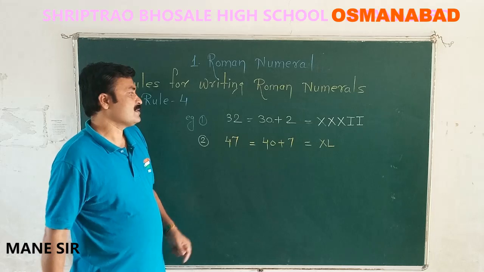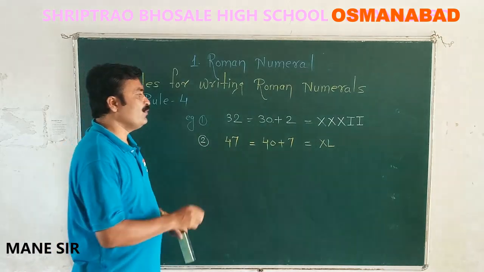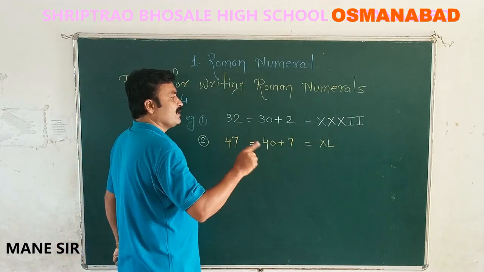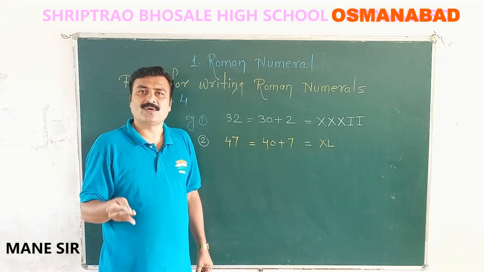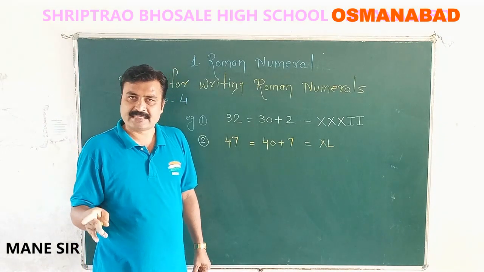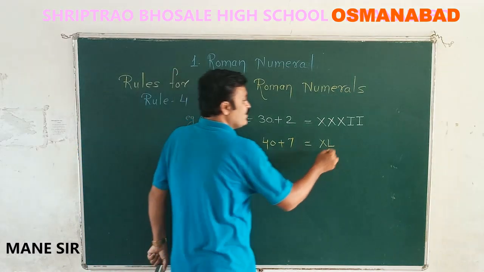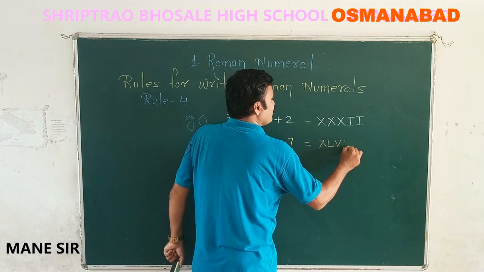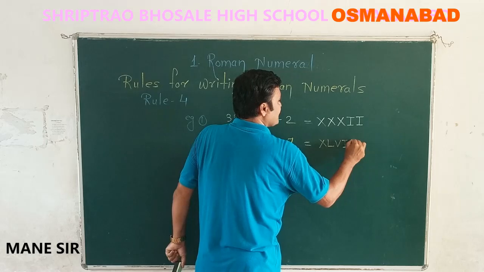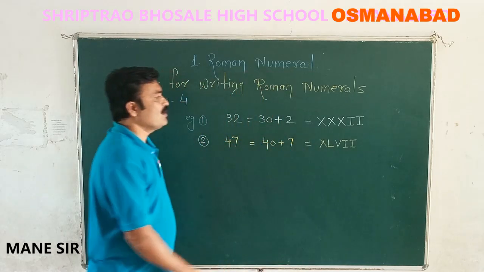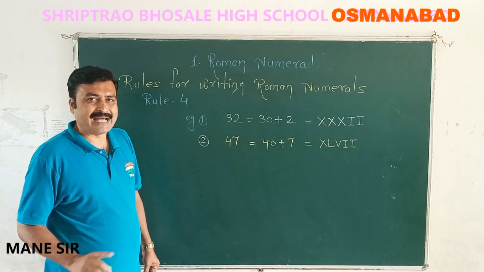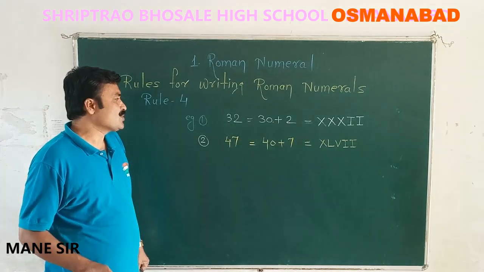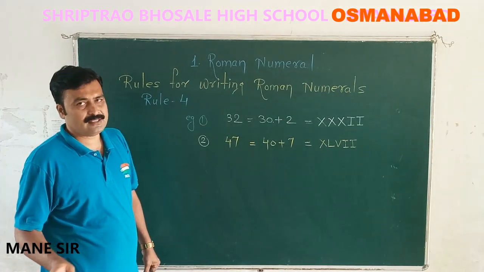This is 40, and we want to write number 7 there. So while writing 7, 5 plus 1 plus 1, that makes 7. So for 5 we have V, for next capital I, next capital I. So XLVII, that represents international number 47.